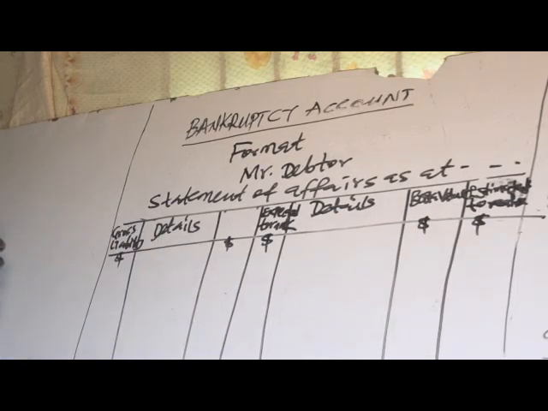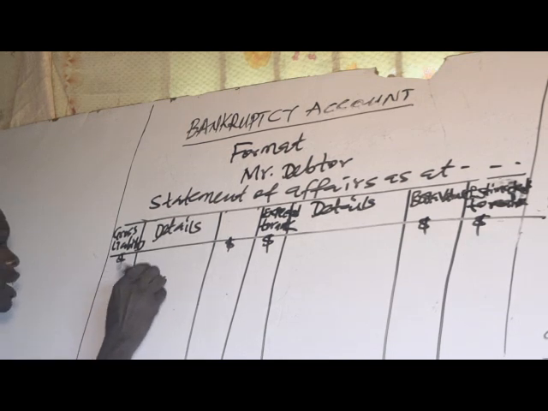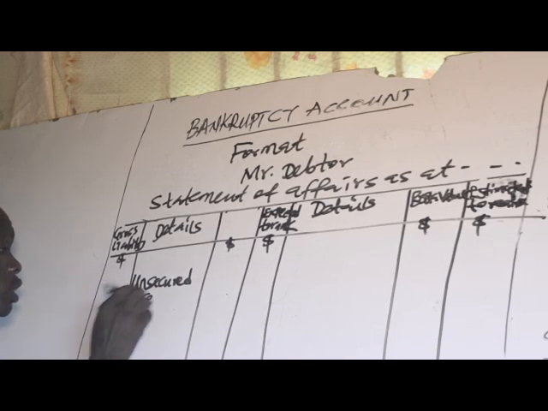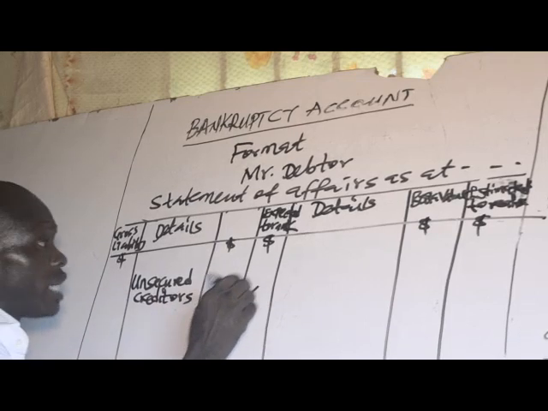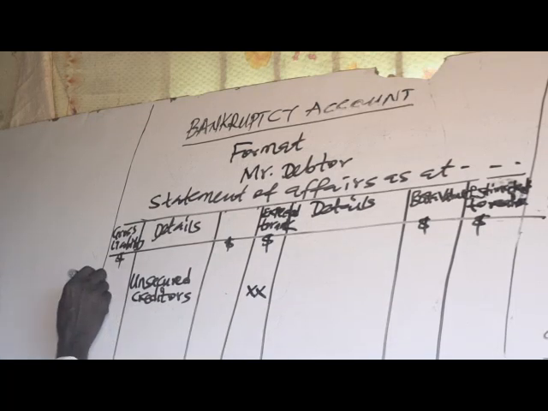At the left hand side, the first class of creditors is unsecured creditors. You put that amount under "expected to rank," then the same amount you have under "gross liability."